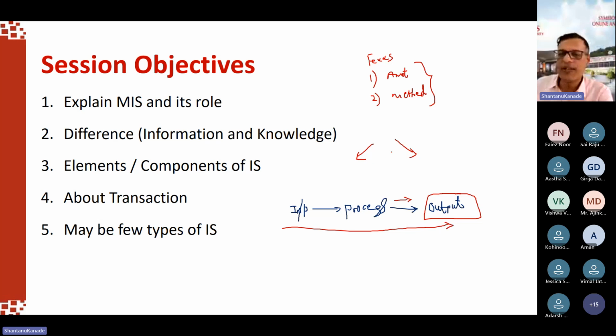It might be having subsystems. Okay. There might be a subsystem for online payment. There might be a subsystem for cash payment. There might be a subsystem for credit payments. Okay. But all those subsystems at the end will give me an output. And based on that, I can say that I have a fees collection system. Okay. Now in this fees collection system, suppose anything goes wrong, what will happen?